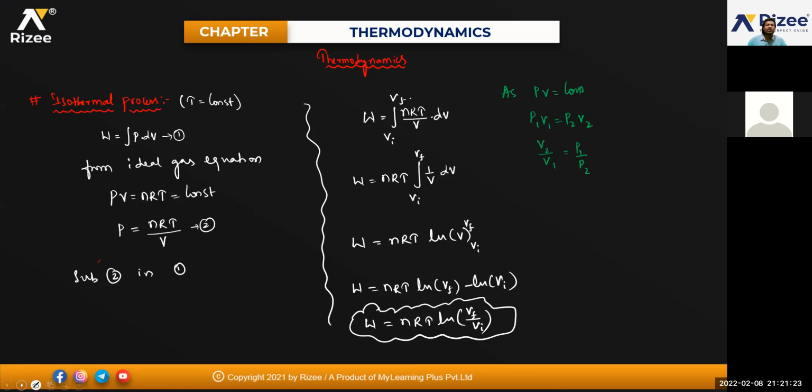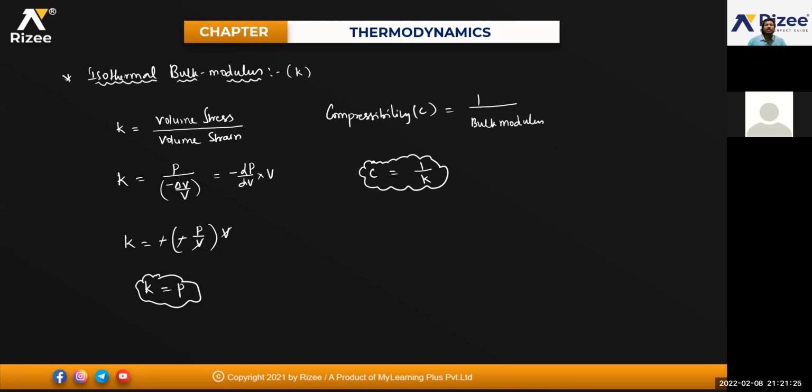So in isothermal bulk modulus, we got the work done, we got a graph, and we got the isothermal bulk modulus relation. Isothermal bulk modulus K is equal to P, and compressibility C will be equal to 1 by K. Clear for everyone?